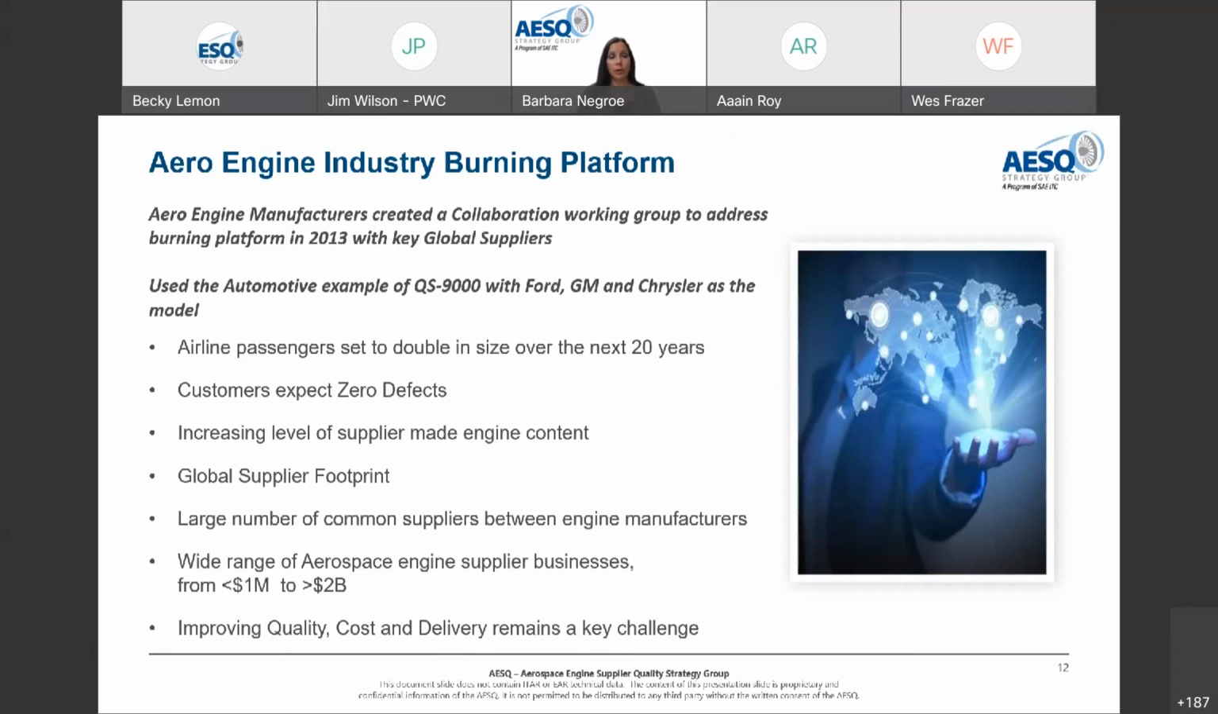We have a global supplier footprint. There's a large number of common suppliers across the engine manufacturers and a wide range in terms of types and sizes of suppliers, with different levels of headcount and resources available to them. And so it's important that we take into consideration everyone that we're working with. Our ultimate goal is improving quality, cost, and delivery, which remains a key challenge. Next slide.